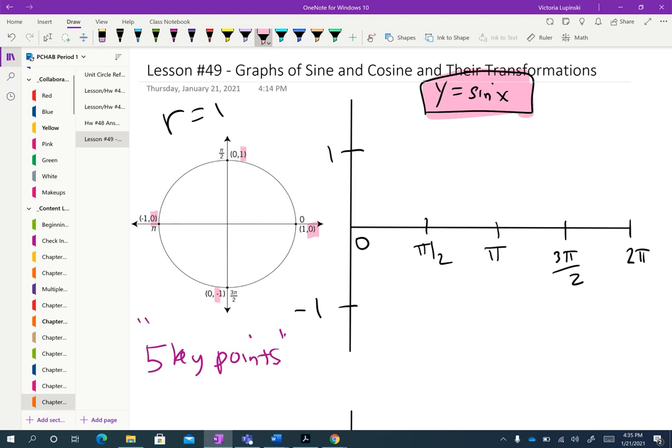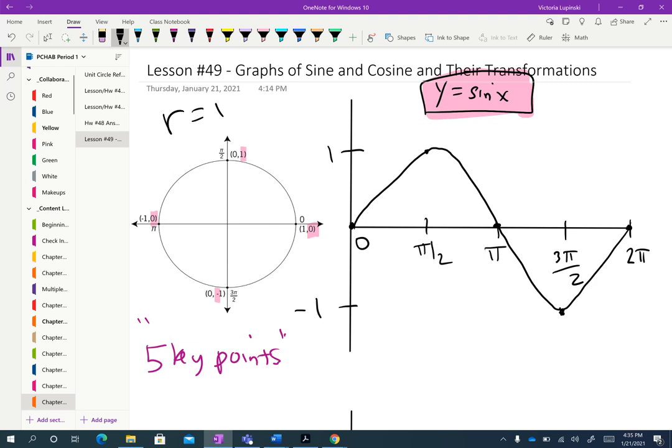So starting at 0, the y value is, of course, 0. Then at pi over 2, it's 1. Pi goes back to 0. 3 pi over 2 goes to -1. And then 2 pi goes all the way back to 0. Once you have those 5 key points, you're going to go ahead and connect them with a nice, smooth, rounded, continuous curve. You want to make sure that your sine waves are, again, always nice, smooth, continuous curves.